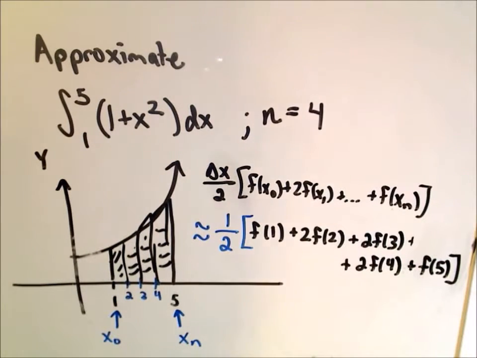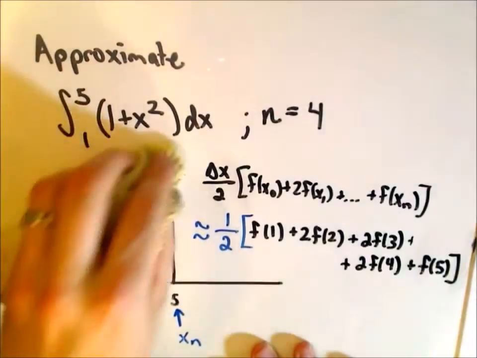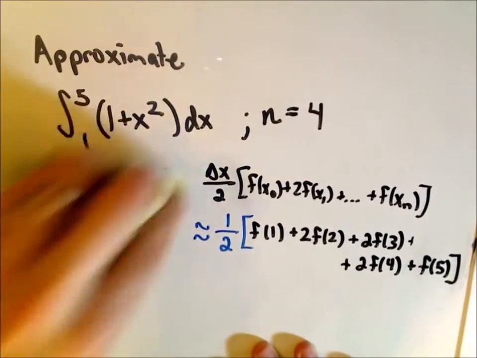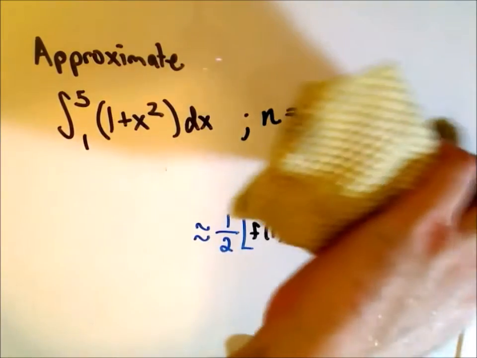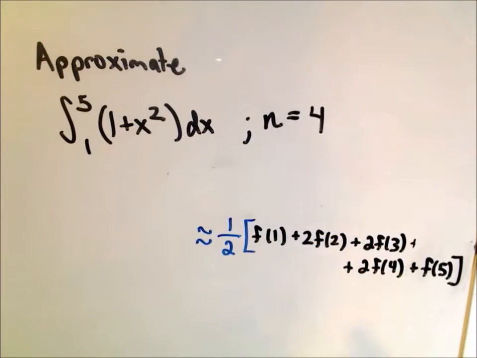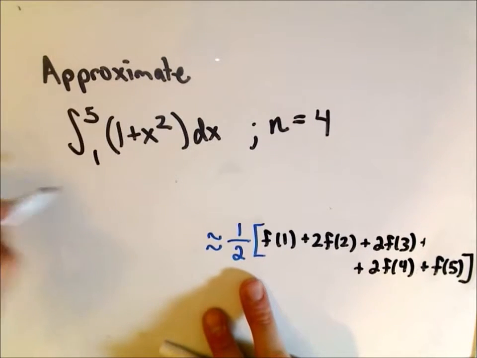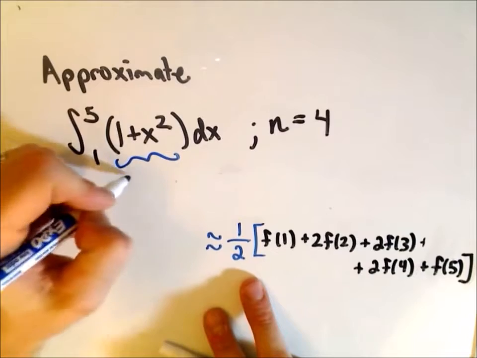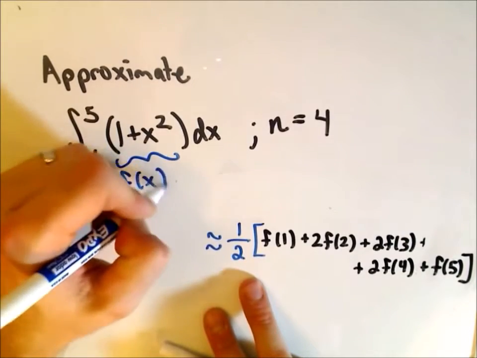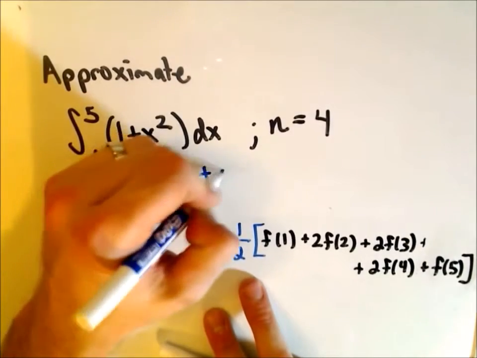Okay, so this is now just a bunch of tedious arithmetic more than anything. So let's calculate all of this out. I'm going to get rid of my pretty picture here. Any of these approximating rules, trapezoid, midpoint, left endpoint, right endpoint, it's just a formula you've got to remember, and then it's really tedious. Again, the function I'm using here is 1 plus x squared, so my f of x is 1 plus x squared.